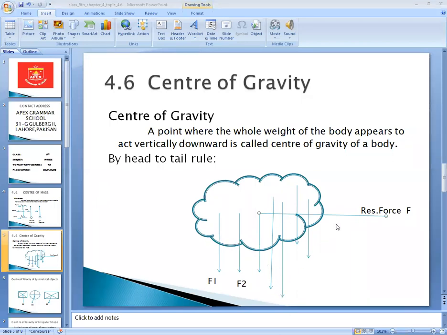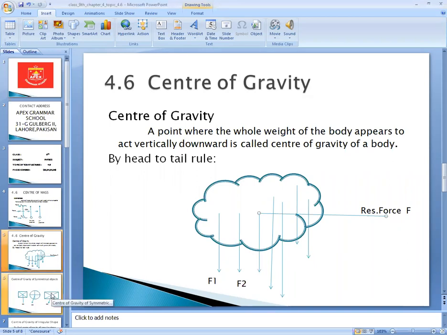So if I take the resultant, this will be the resultant force, which I denote with the letter F. So what will happen? This will be my COM point, or COM is the point where the force of gravity is acting. This is my center of mass, and this is the point where the weight of the whole body is acting vertically downward. So this is my center of gravity.